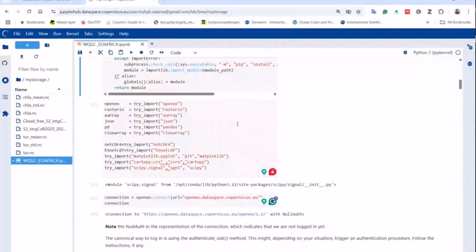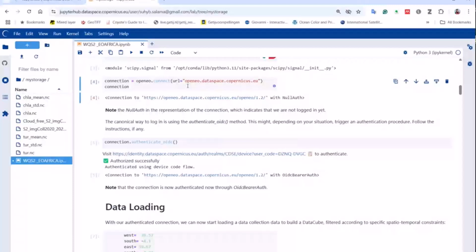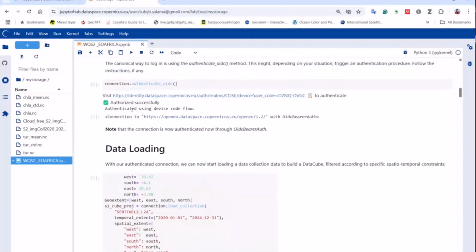You need different packages that can deal with the satellite data and manipulate them. So I install these packages here. And then you have to connect to the OpenEO Copernicus Data Space to be able to access the data. And after that, you have to authenticate. This will basically ask you to log in.